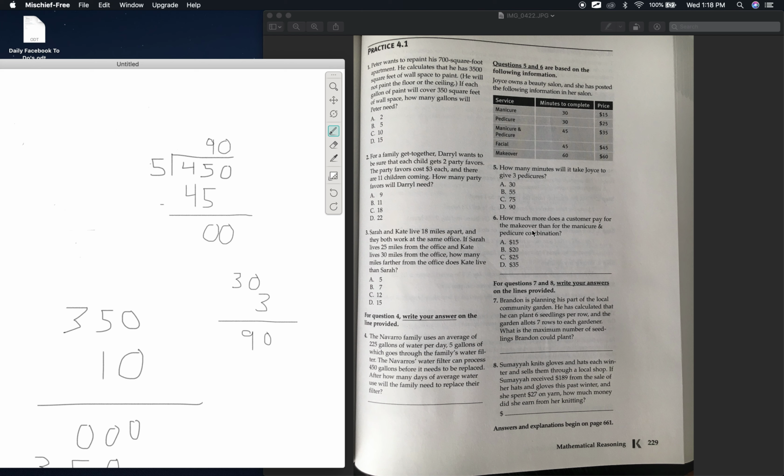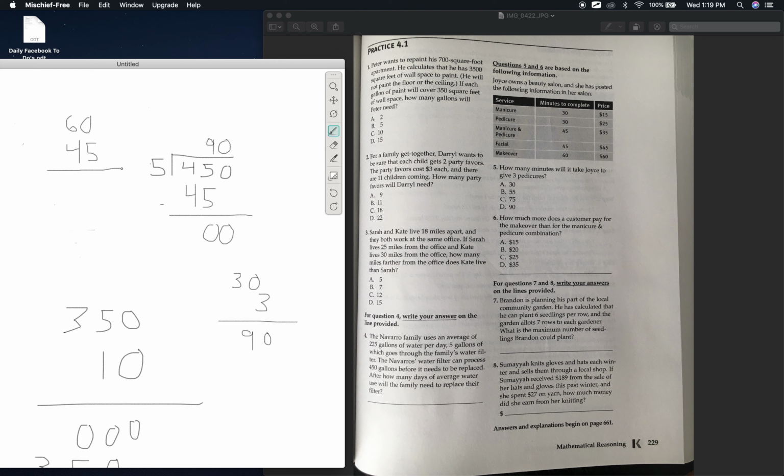Okay, next one. How much more does a customer pay for the makeover than for the manicure and pedicure combination? So the manicure and pedicure combination is 45. And they asked how much more they pay for the makeover, so that's 60. Okay, so one costs 60, the other one is 45, so we need to subtract 45 from 60.